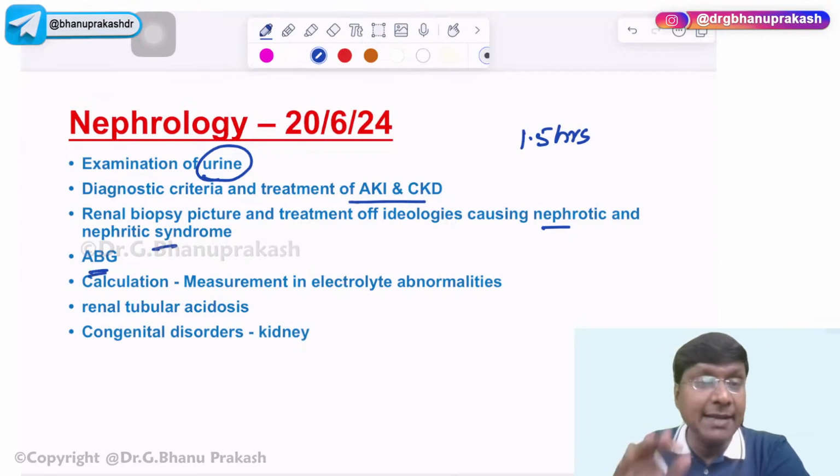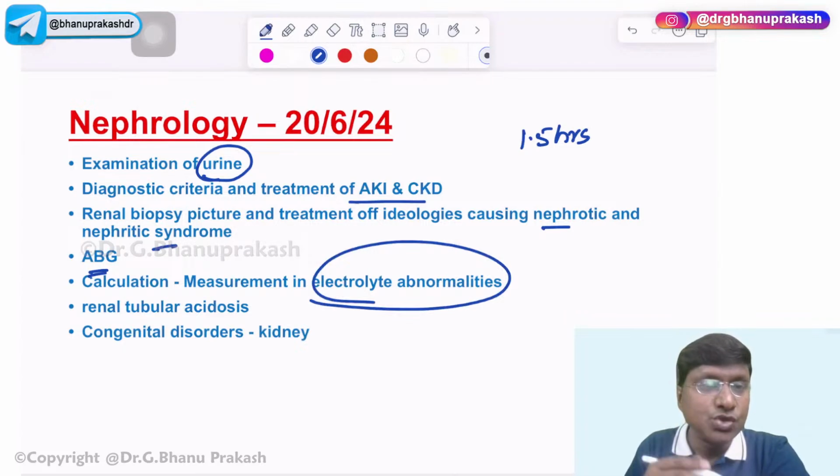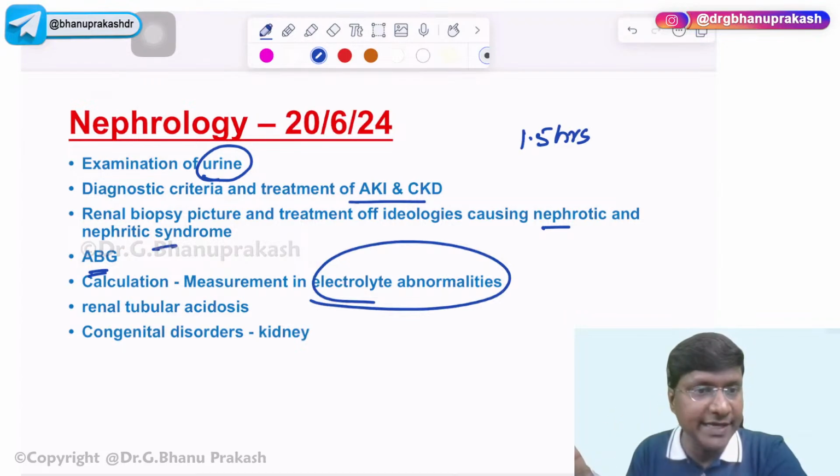And the exam will not be there without ABG. Definitely you will have 1 or 2 questions on the ABG. Please revise the ABG. And regarding the electrolyte abnormalities, you need to know the corrections: sodium correction, potassium correction, magnesium correction, calcium correction. How will you do it? That you need to revise before going to the exam.